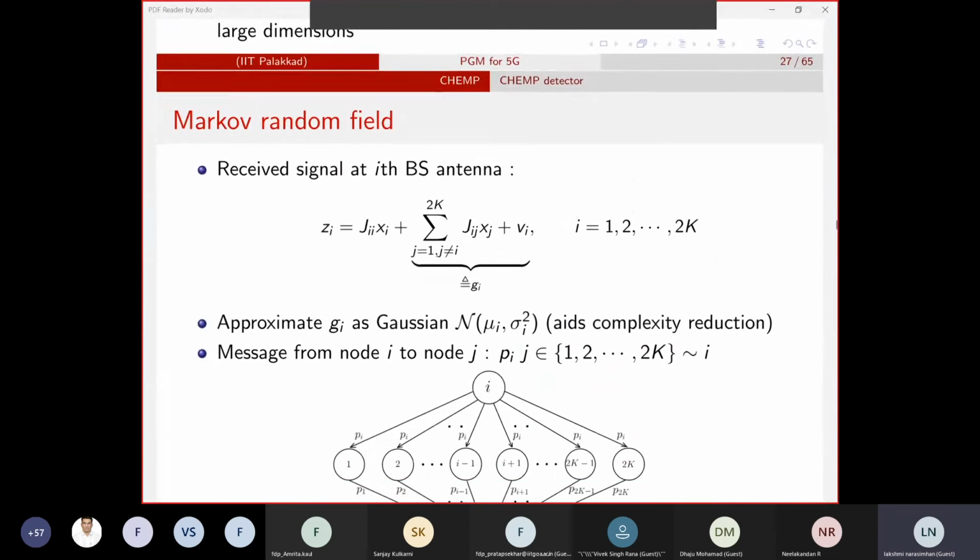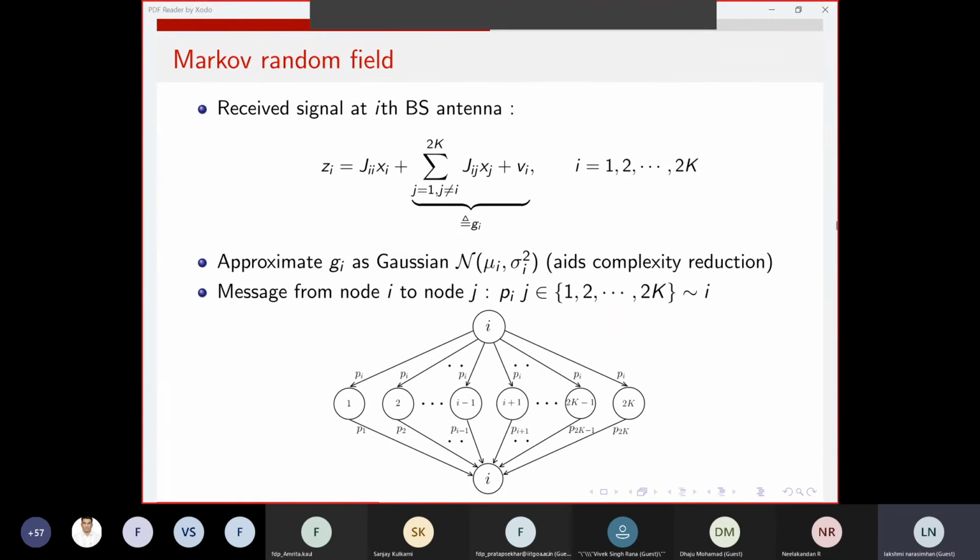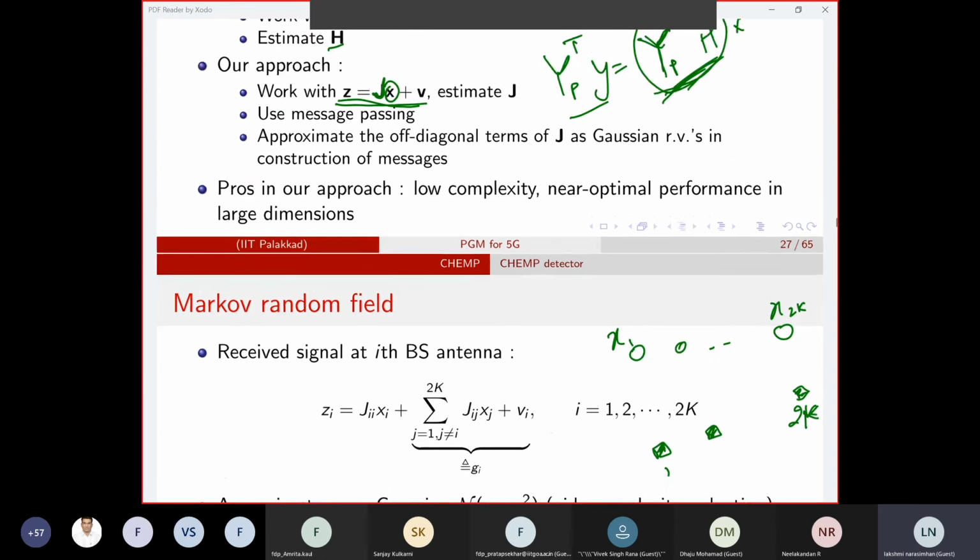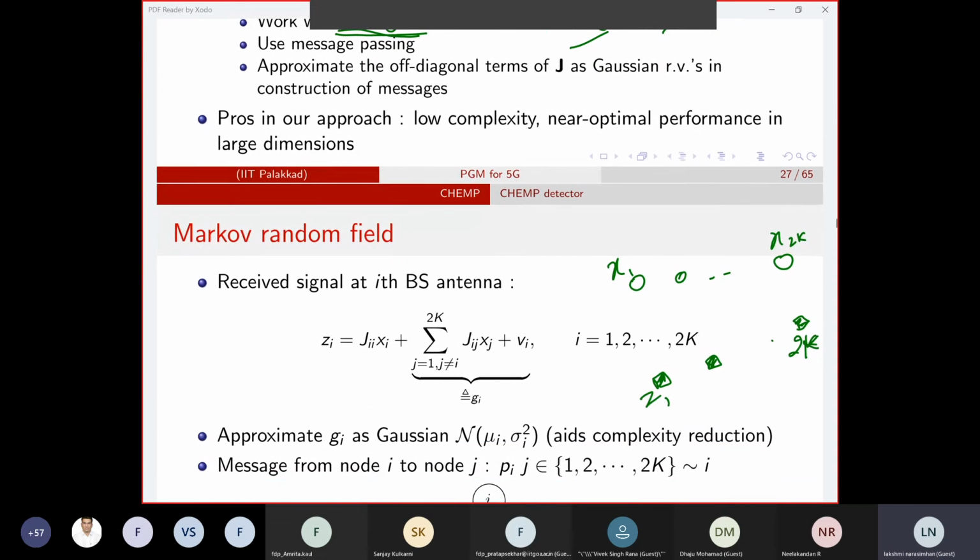So in this case, once again, we need to identify what the factor nodes and the variable nodes are. The variable nodes are quite straightforward. We have 2K variable nodes, x_1 to x_2K, which are what we need to identify. So what are the factor nodes here? Since this is a diagonal matrix, the number of factor nodes, or observations, is exactly equal to the number of variable nodes. The factor nodes here are the z_i's.